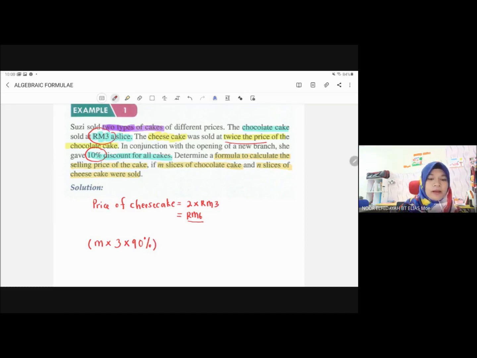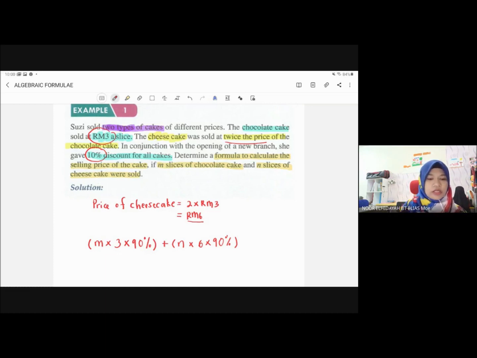And then plus. Berapa slice untuk cheesecake? Cheesecake have n slice. N slice of the cheesecake, and then multiplied by the price, which just now we calculated, the price is 6 ringgit. And then multiply 90% because all cakes are sold at discount price. So 90%. This one you just come out with the mathematics sentence. And this one is not an equation yet.